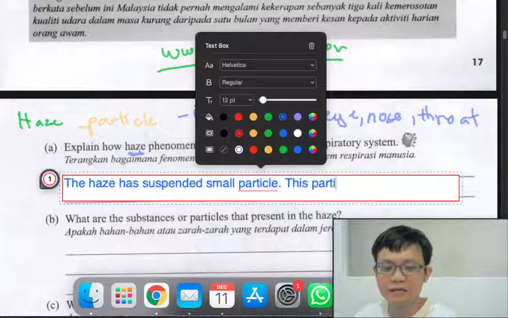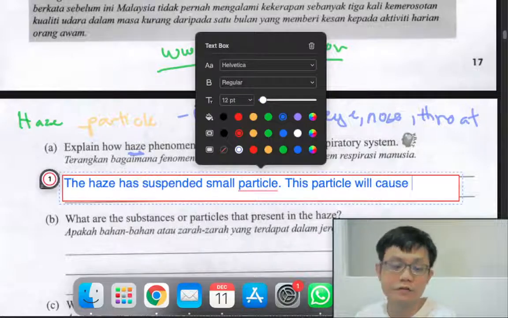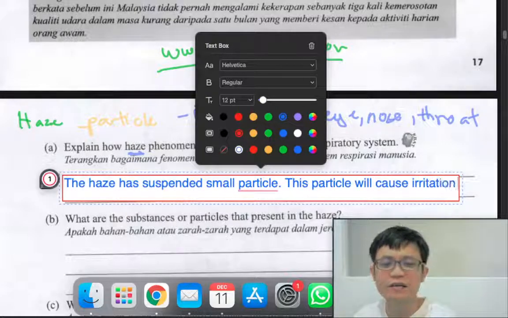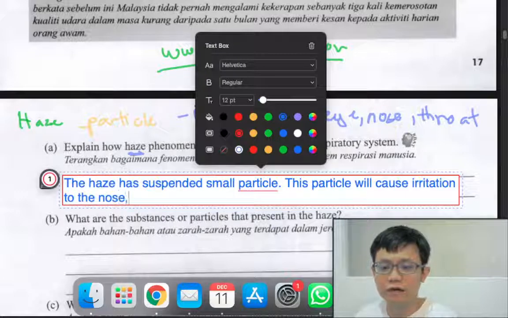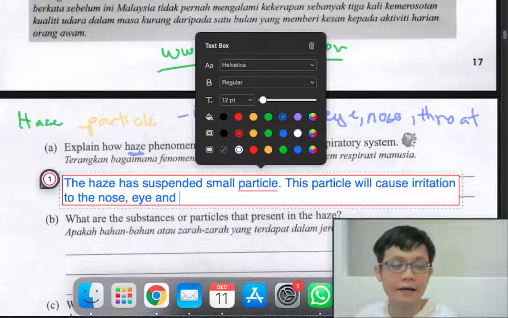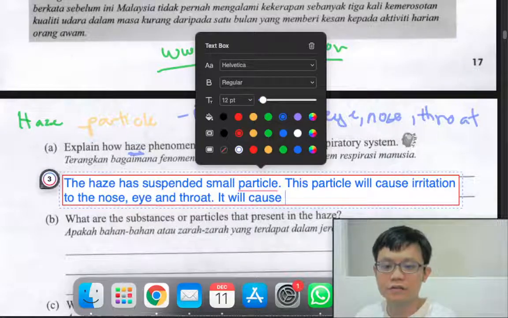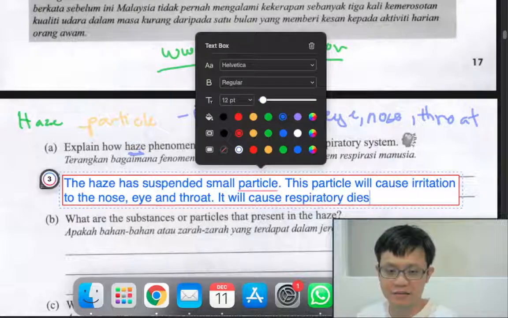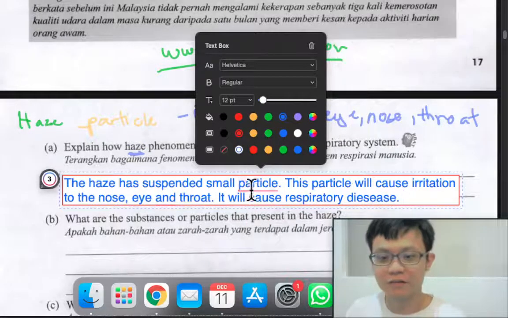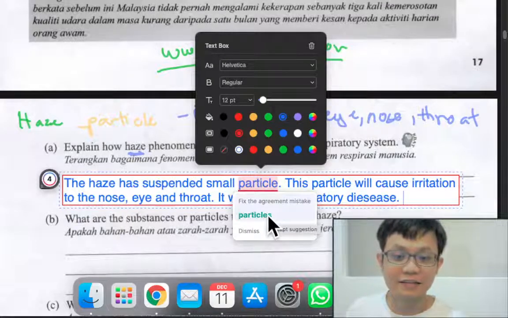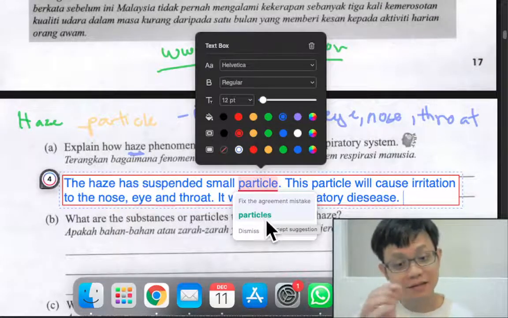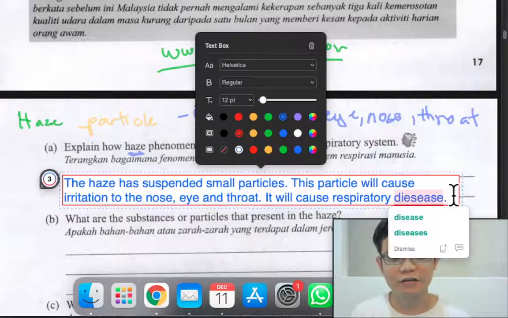this particle will cause irritation, feels like very itchy, irritation to the nose, eye, and throat. It will cause respiratory disease. Okay. You see, I even install Grammarly.com. You see, I just click here. This one is plural better lah. Because particle is plural mah. So I think it's very good like this software.